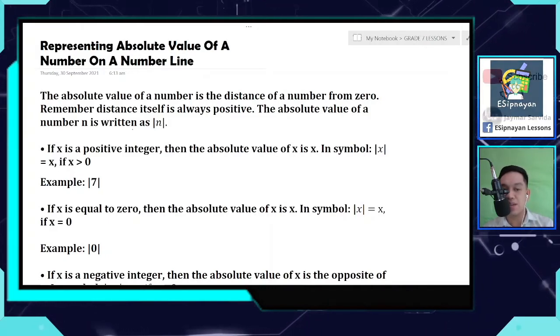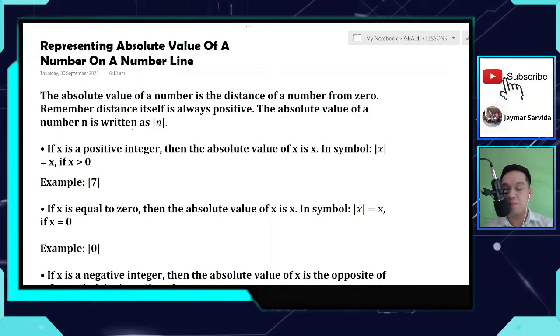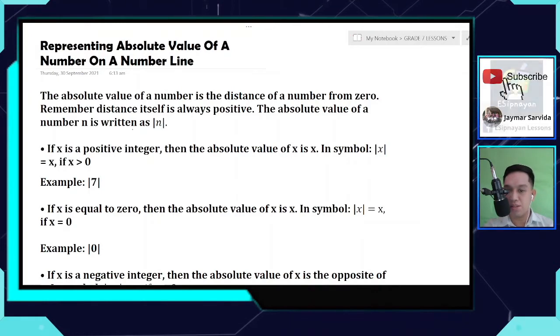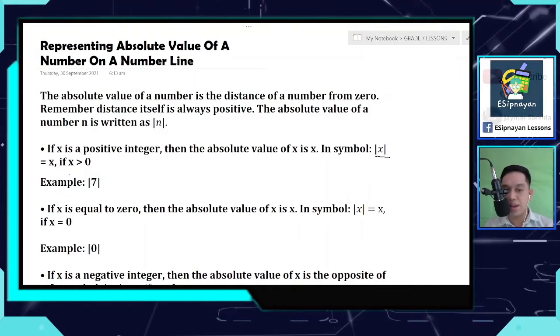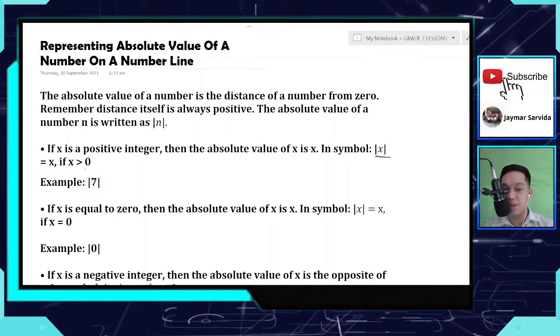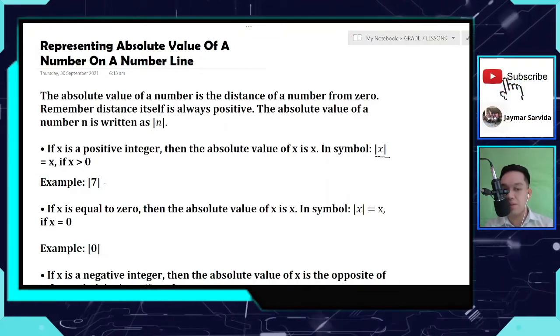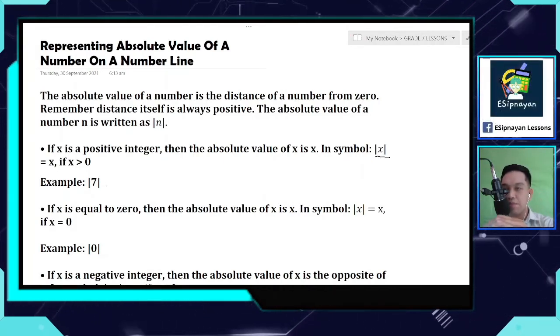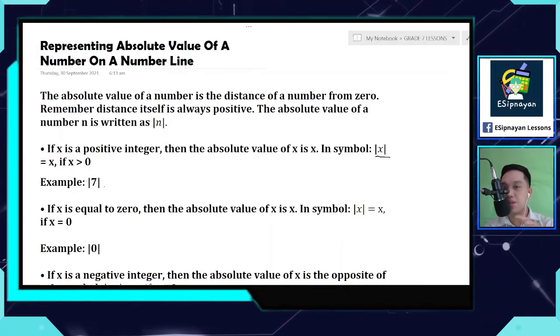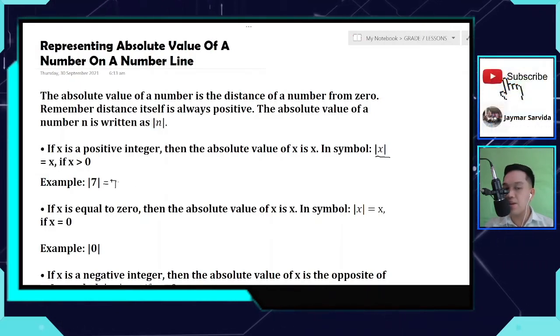If x is a positive integer, then the absolute value of x is x. In symbol, the absolute value of x is x if x is greater than 0. For example, the absolute value of 7. The distance of 7 from 0 is 7 units, so that is equal to 7. The absolute value of 7 is 7.